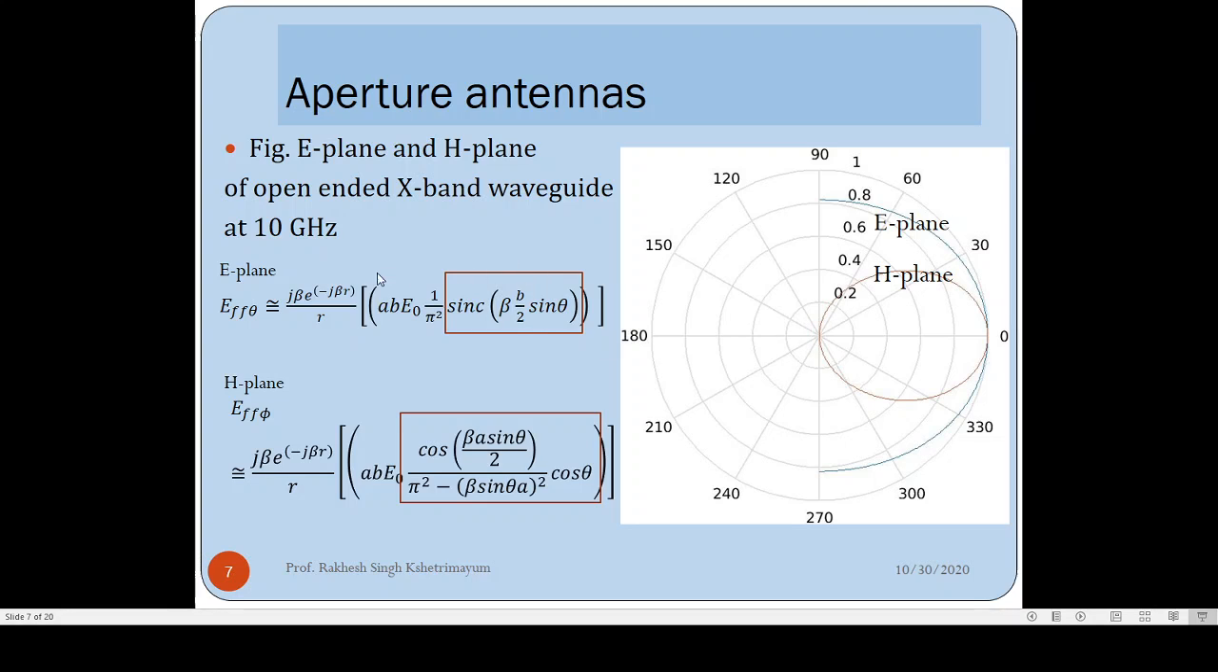And you can also see the E-plane radiation pattern. The E-plane radiation pattern is a sinc function. So you have the maximum at 0, then this is a main lobe.